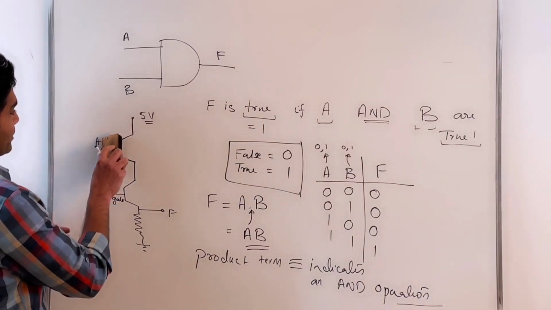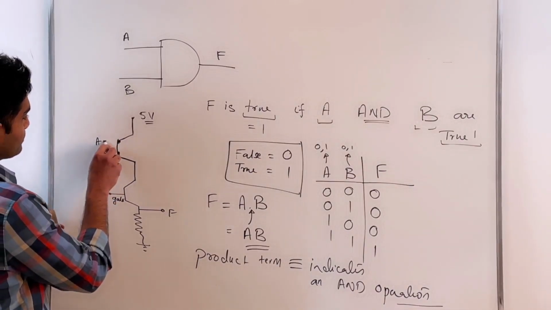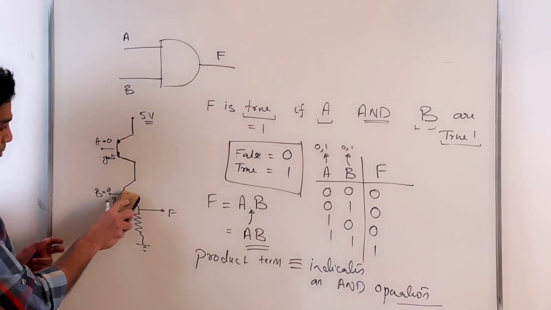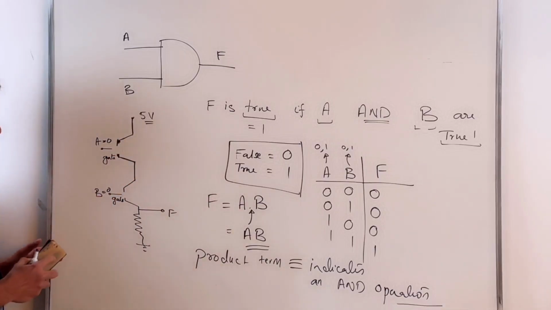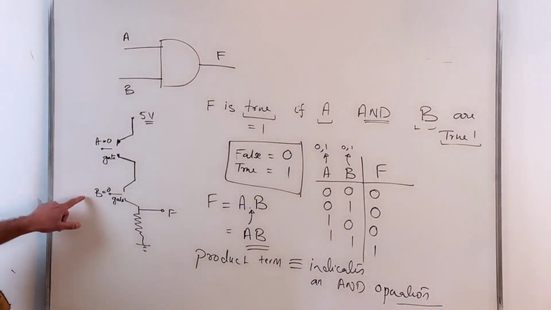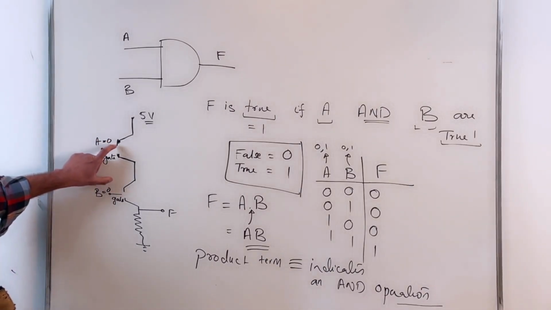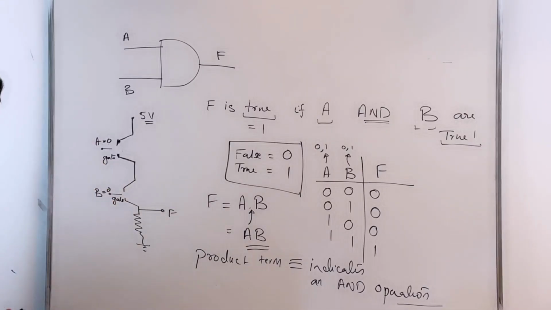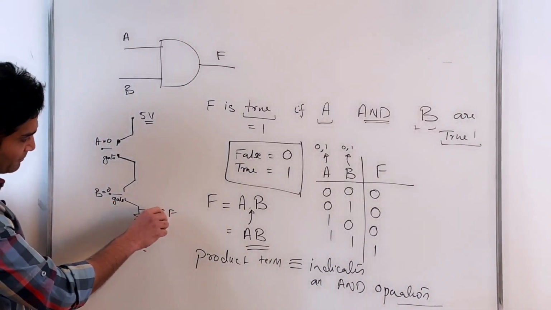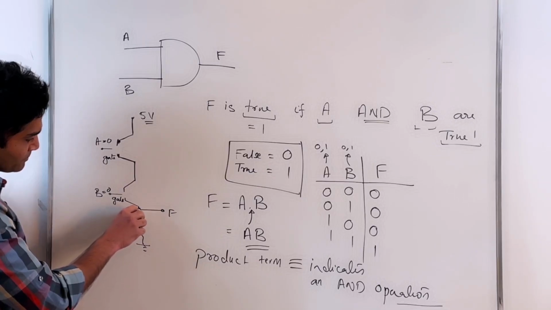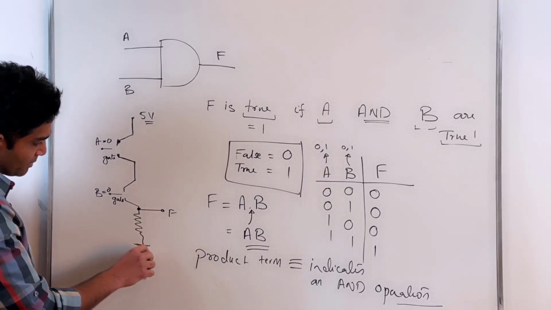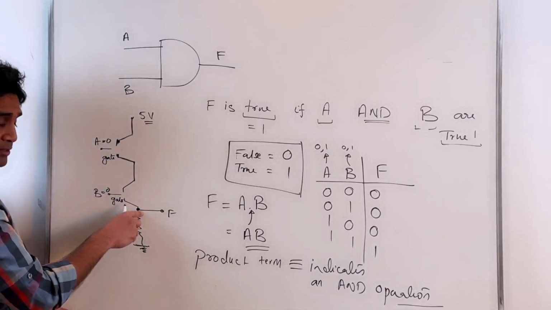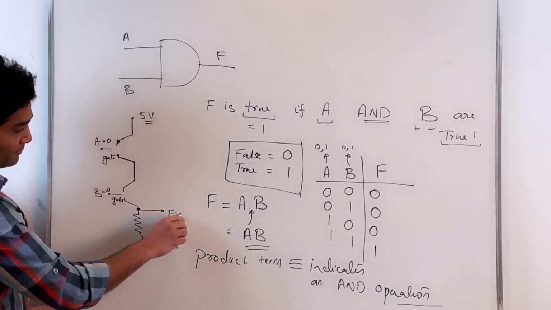Let's say now with A equal to 0 and B equal to 0. When I apply these voltages on the transistor gates, both of these transistors are open, the switches are open. Now what is the voltage on F at this particular node? This particular resistor is grounded, and my 5 volts is disconnected from this node, so obviously my F is basically 0.